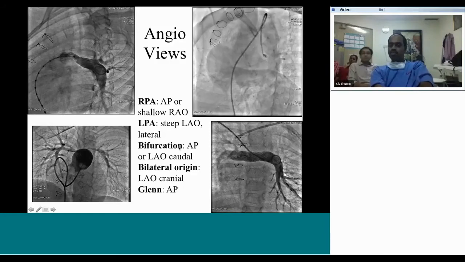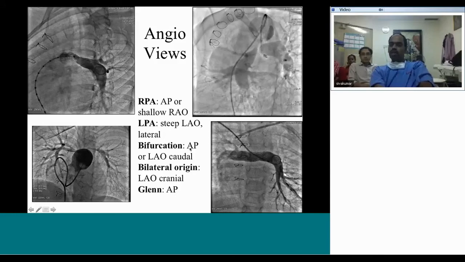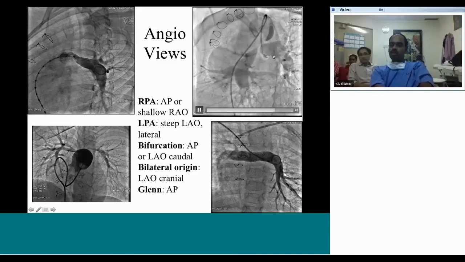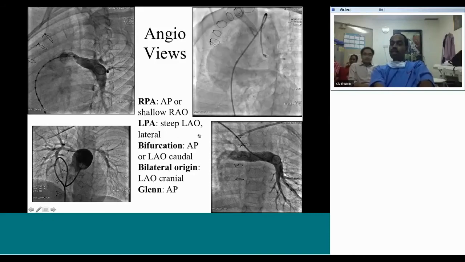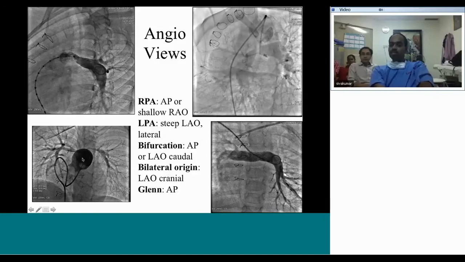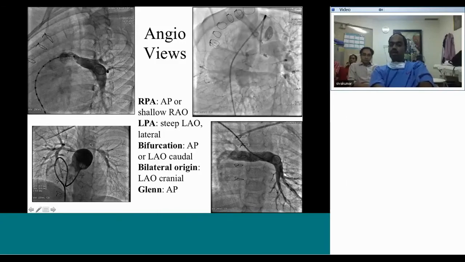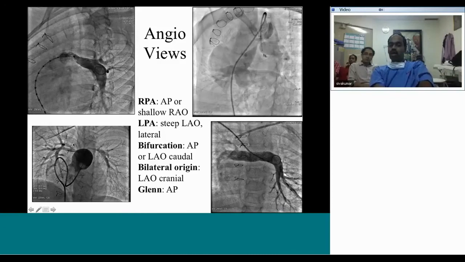Whenever there is a bifurcation stenosis, you have to go either AP caudal or LAO caudal. This is an example of an LAO caudal. You can see the bifurcation far more clearly. Bilateral origin of RPA and LPA can also be seen by LAO cranial. So this is a dilated main pulmonary artery. This is the right and the left. So LAO cranial also will give the origins of the two pulmonary arteries.